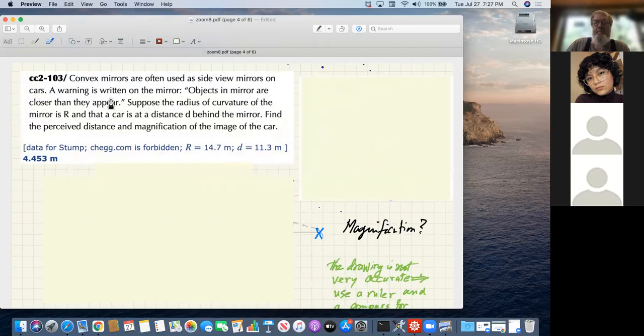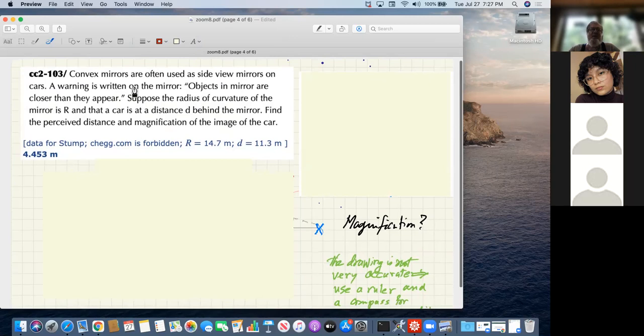Here's the next problem. It says convex mirrors are often used as side view mirrors on cars. A warning is written on the mirror: objects in mirror are closer than they appear. If you've driven an SUV, for example, and looked at the rear view mirror, the one that's outside the car, not the one inside the car, you probably see this statement: objects in mirror are closer than they appear.